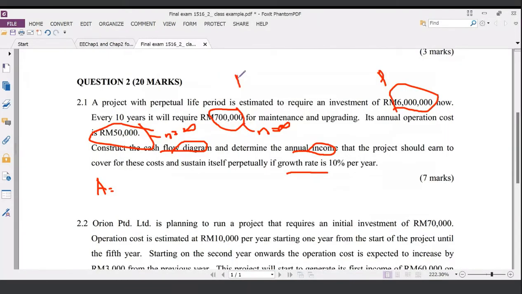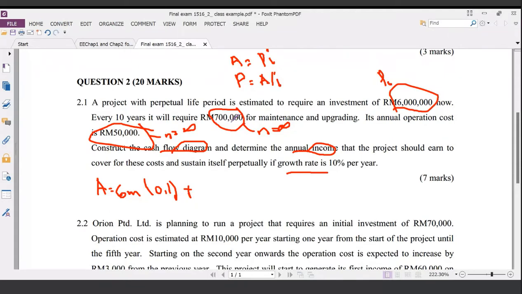So, P equals A over I. If you want to determine A, for P known, A equals P times I. So for P known, that is 6 million, and I is 0.1. And for this 700,000.